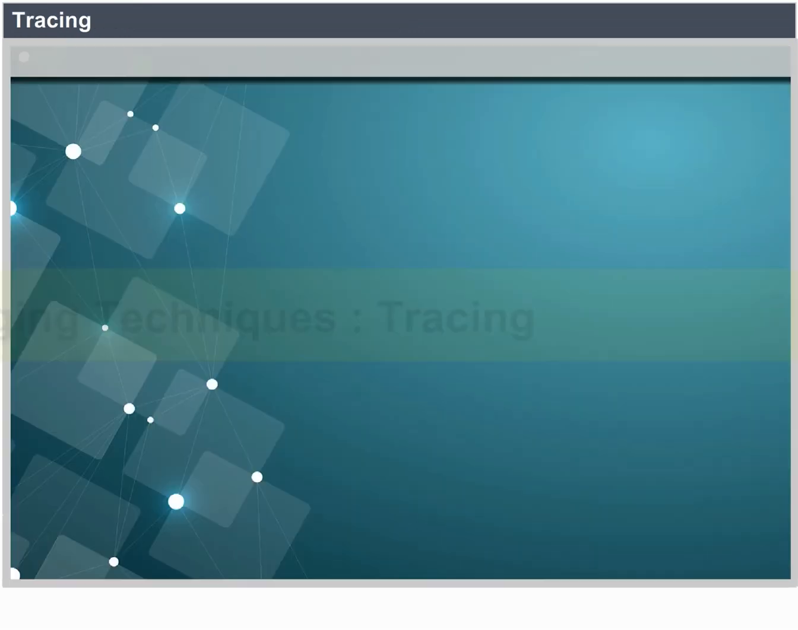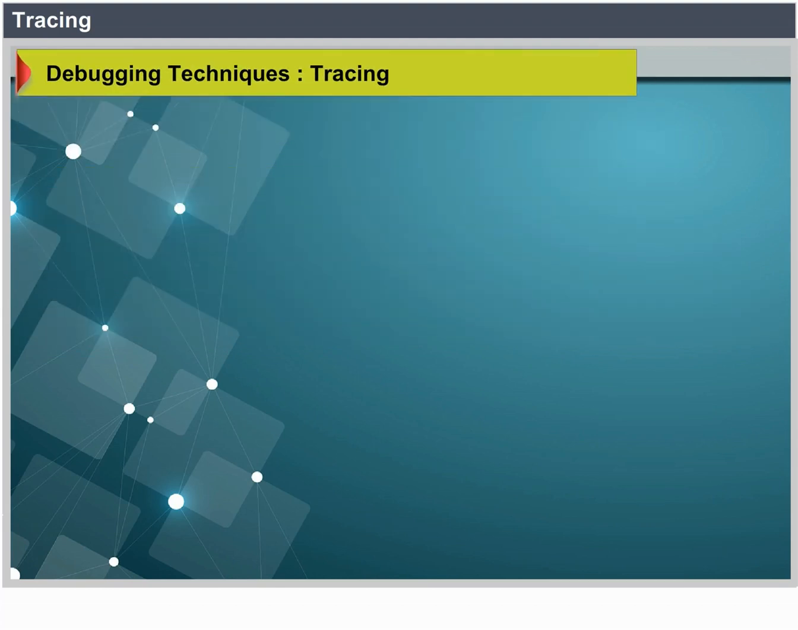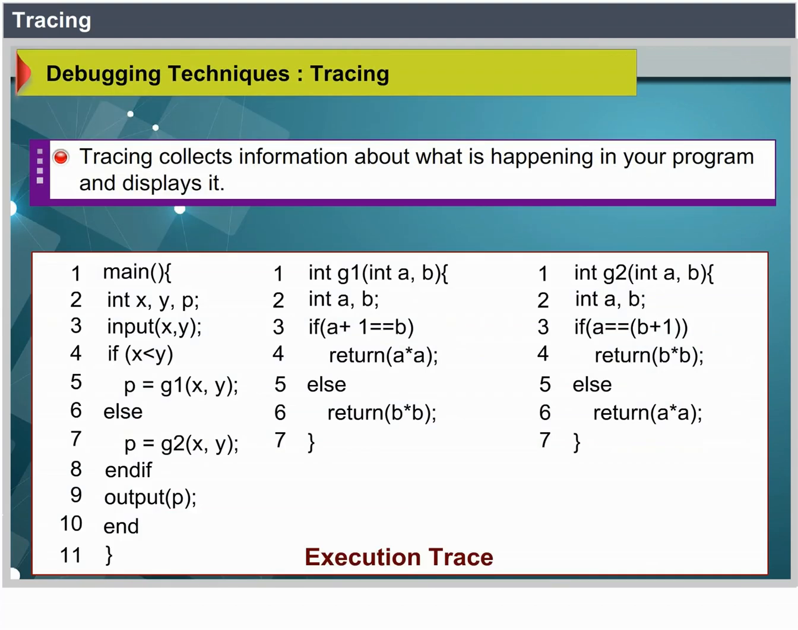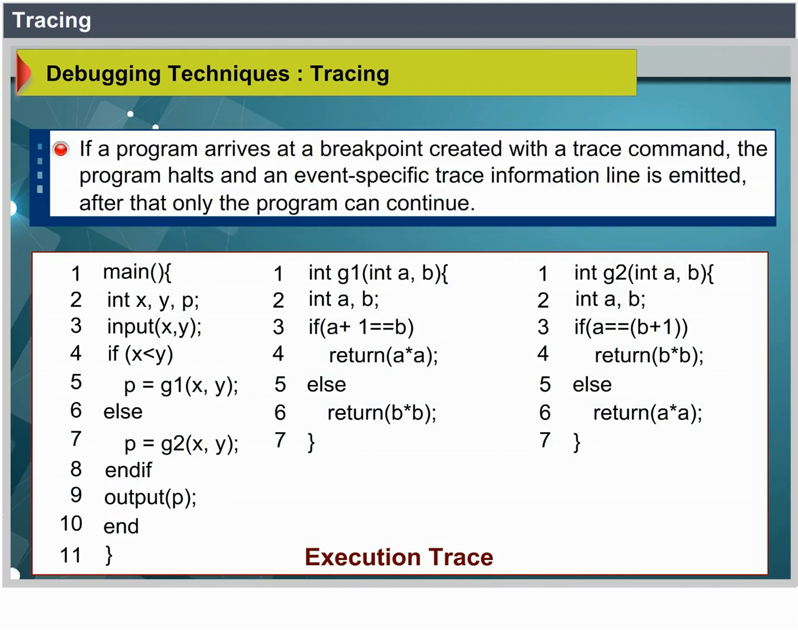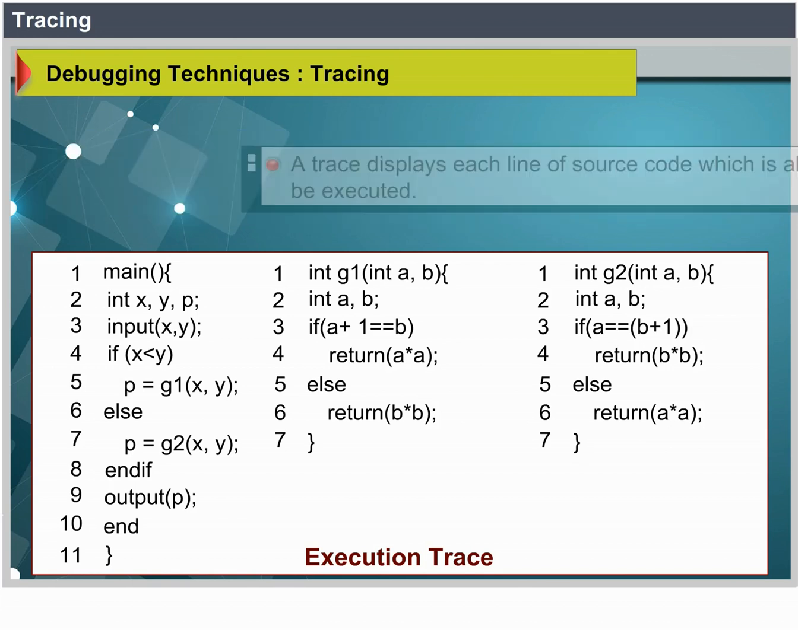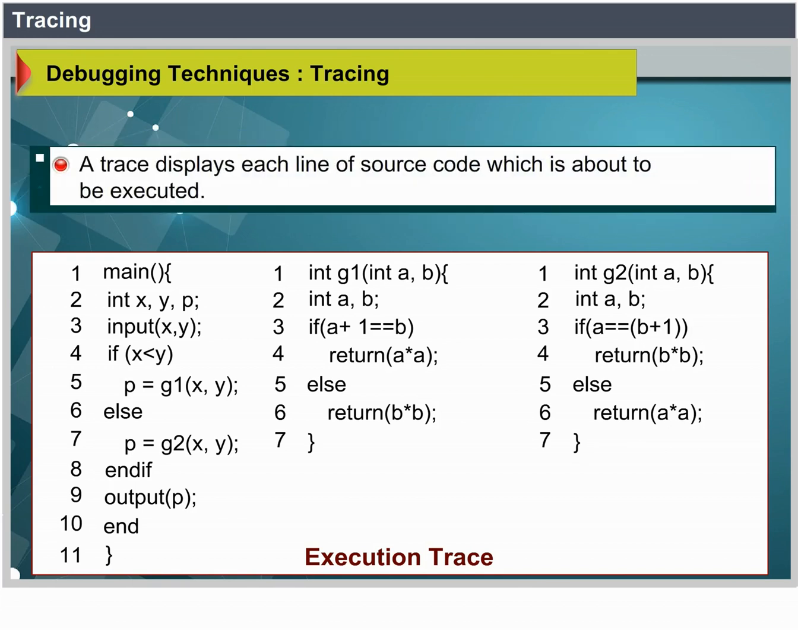Debugging techniques. Tracing. Tracing collects information about what is happening in your program and displays it. If a program arrives at a breakpoint created with a trace command, the program halts and an event-specific trace information line is emitted, then the program continues. A trace displays each line of source code as it is about to be executed.